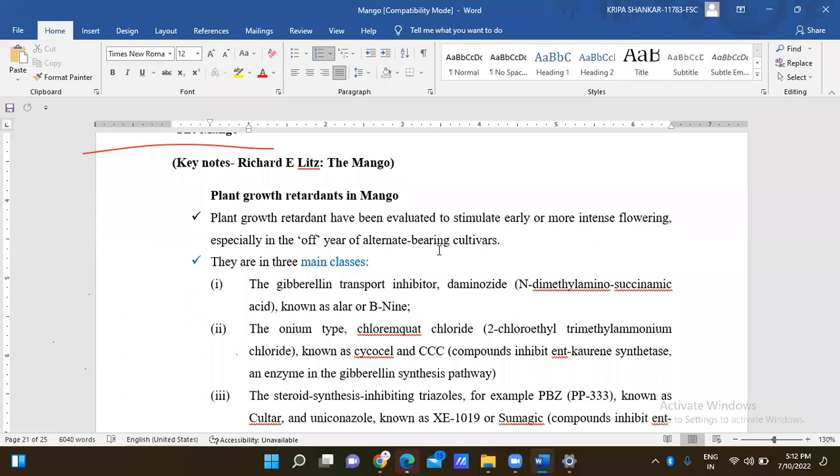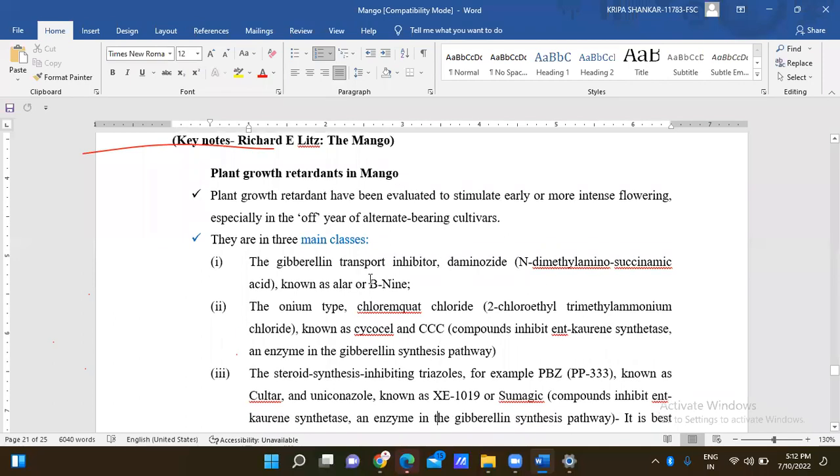What are the chemicals generally used to inhibit gibberellin transport? Then, what are the types of chemicals that participate in the gibberellin synthesis pathway? Like the growth retardant used in mango, what is the basic principle behind it, which stimulates flowering in mango?